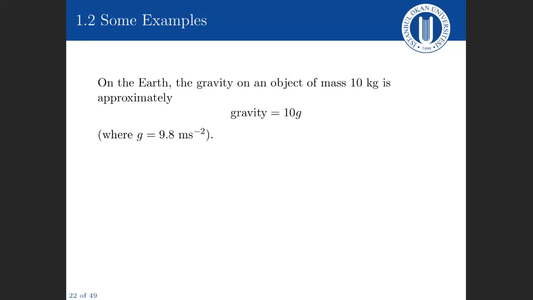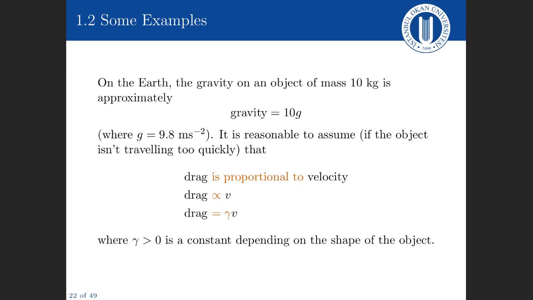On the Earth, the gravity on an object of mass 10 kilograms is approximately 10g, where g is the constant 9.8 meters per second squared. It is reasonable to assume, as long as the object isn't traveling too quickly, that the drag is proportional to velocity. This symbol here means "is proportional to". Is proportional to means is equal to a constant multiplied by. So we're going to assume that drag is equal to some constant gamma multiplied by velocity, where gamma is some positive number which depends on the shape of an object.